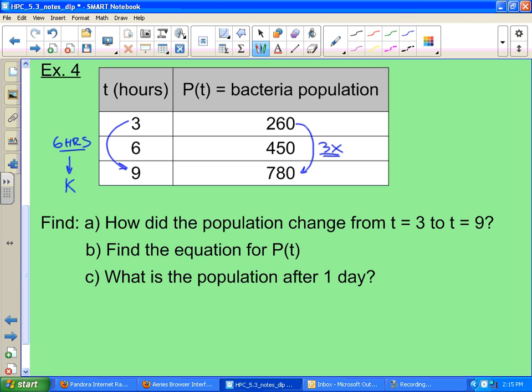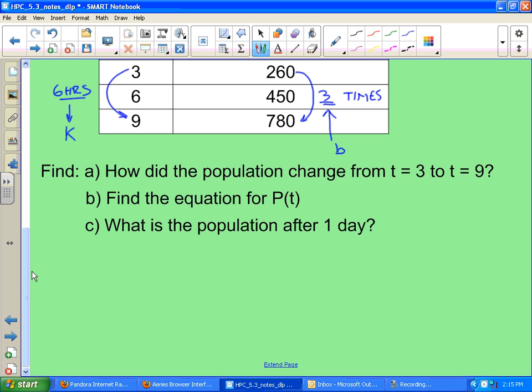That's my K. What's this? B. You're right. That's my B. Is it 3x? No, I did that to just be 3 times. But yeah, our B is 3. I should probably change that, huh? So my B is equal to 3, my K is equal to 6. So how did the population change from 3 to 6 hours? Well, we've already said that it went from 260 to 780, so we've tripled.